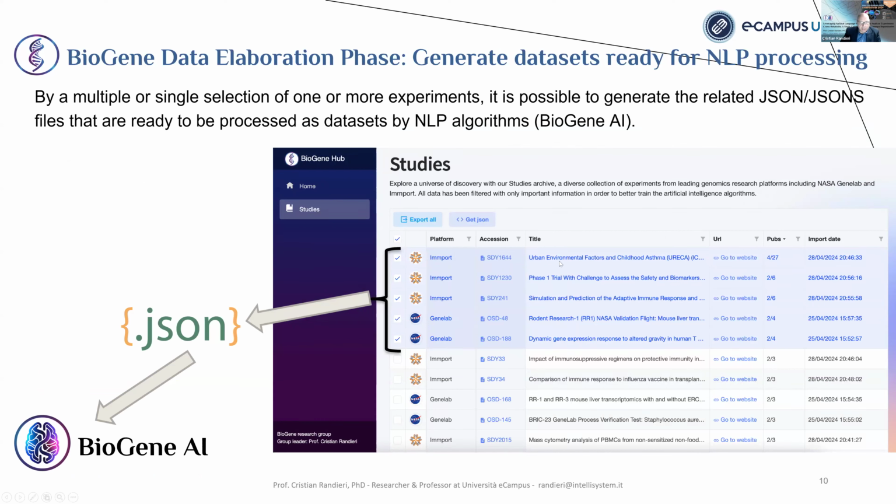So essentially, we have a list of studies. We can select one or more studies of all the studies, and then click to export all. Then the tool will produce a JSON file that is ready to be implemented in the BioGene module or in other modules that people can develop.